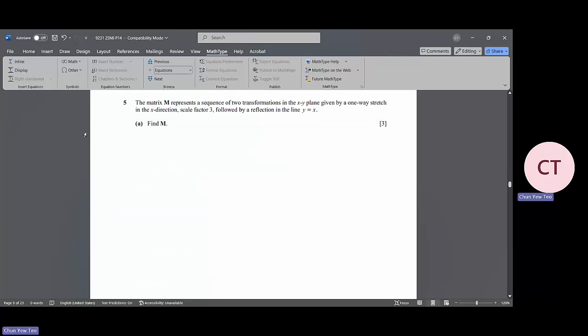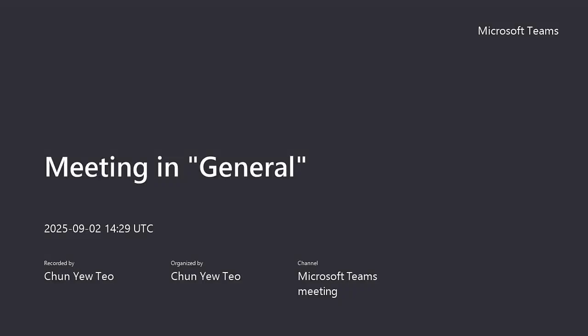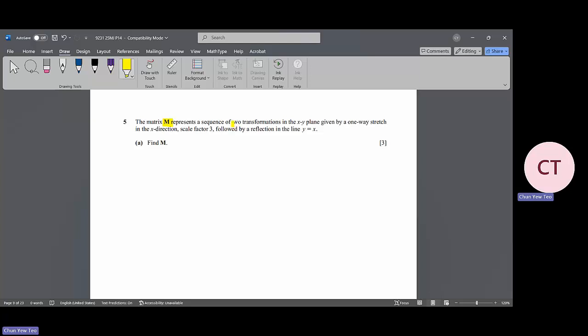Moving on, we have question number 5. M represents the sequence of two transformations in the xy plane given by a one-way stretch in the x direction with scale factor 3, followed by a reflection in the line y equal to x. So let this be matrix A, and let this one be matrix B.